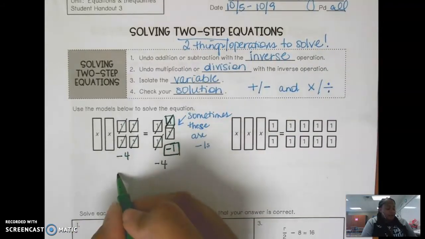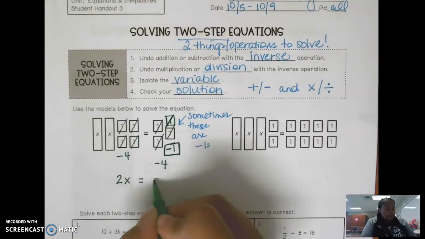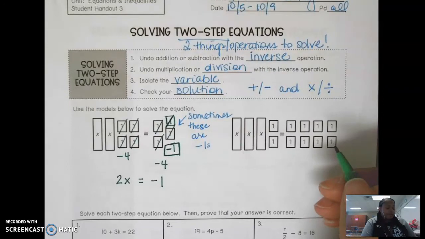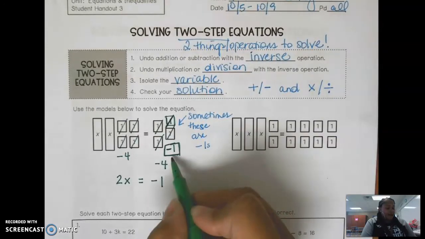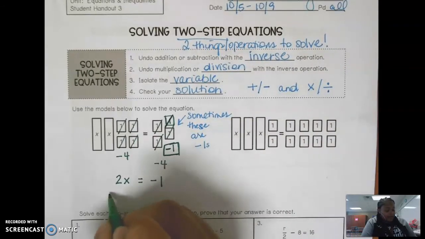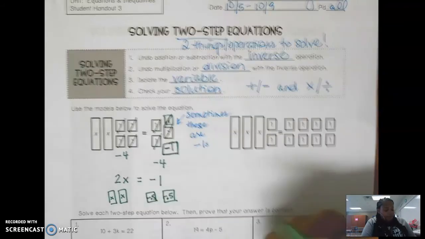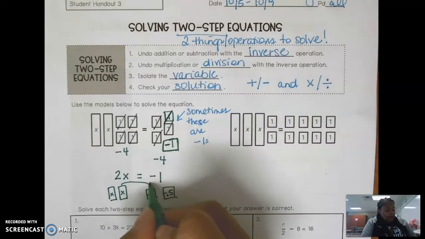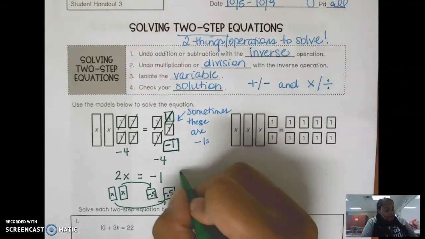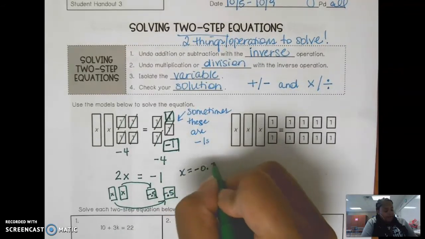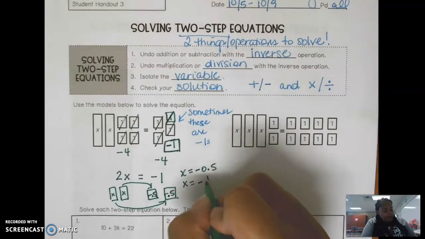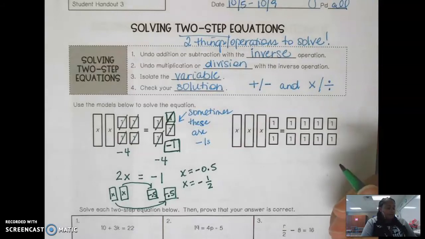Now I have 2 x's equals negative 1. So this negative 1 I have to split in half. What that looks like visually is 2 bars, x, another bar, x, and then I have to split this in half, negative 0.5, and another negative 0.5. So each x is worth a negative half. x equals negative 0.5, or x equals negative 1/2. And then this is my answer.